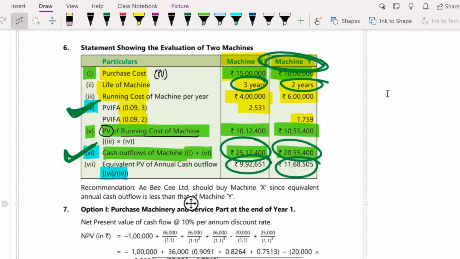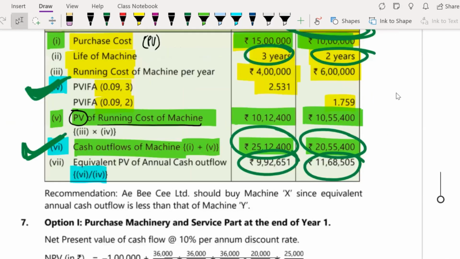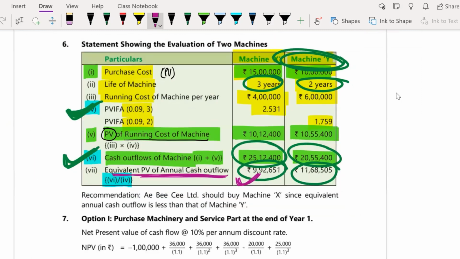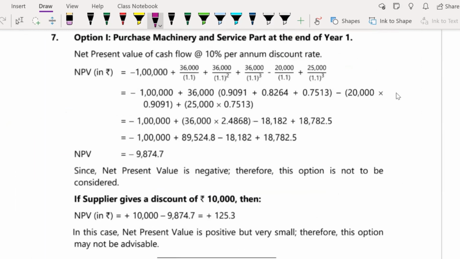Somebody pointed out that in question number 6 the answer is machine X is better, but I said machine Y is better. I'm very sorry. This was the present value of cash outflow. I misjudged it as present value of cash inflows. Since we are finding the equivalent present value of cash outflow, whichever cash outflow is less will be better. So in the case of machine X, since the cash outflow is less, machine X will be better. My mistake, I'm sorry. Okay, so let's move on to question number 7.